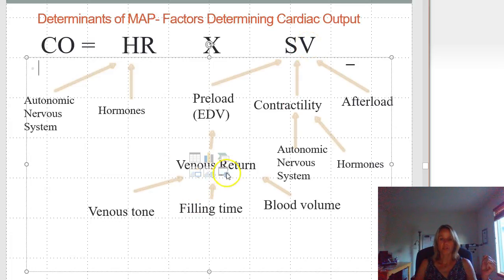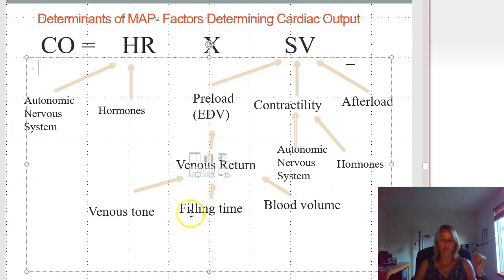Okay, but going back to venous return here, blood volume is the other factor that's going to affect venous return. So if we were hemorrhaging and we lost a lot of blood, obviously we couldn't return a lot of blood to the heart. We would see a decrease in preload, or EDV, a decrease in stroke volume, and a decrease in cardiac output, and thus a decrease in blood pressure.